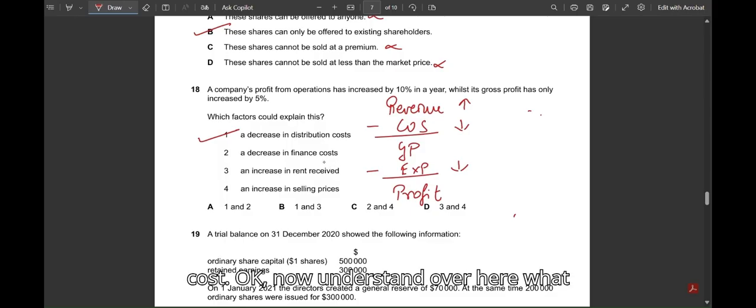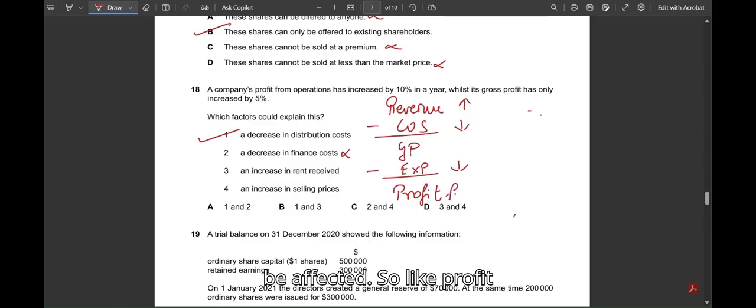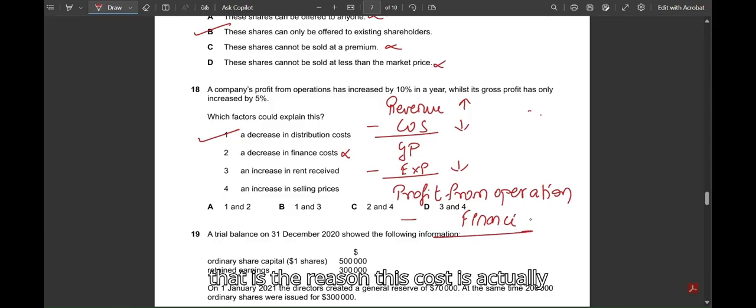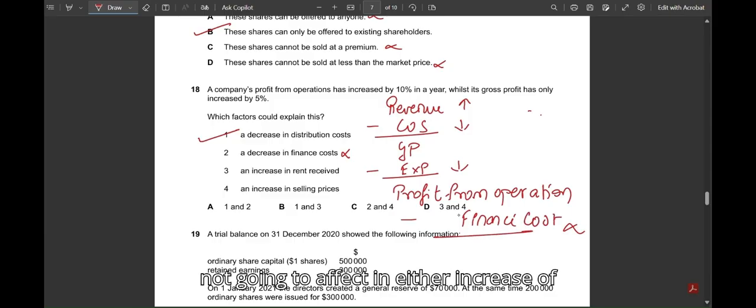A decrease in the finance cost. Okay, now understand over here. What did they give? I mean, the profit from operation. From this, always remember we never take finance cost into consideration. So finance cost is never taken into consideration to calculate the profit from operations. Hence, a decrease in finance cost will never affect it. Like profit from operations, after this we subtract the finance cost if any. So that's the reason this cost is not going to affect either the increase of the profit from operation or the gross profit. So hence the second is eliminated.